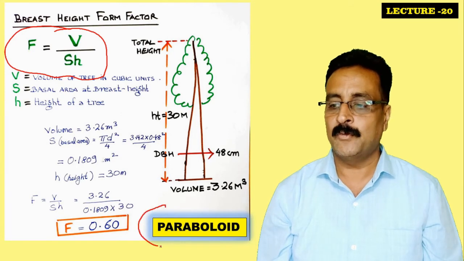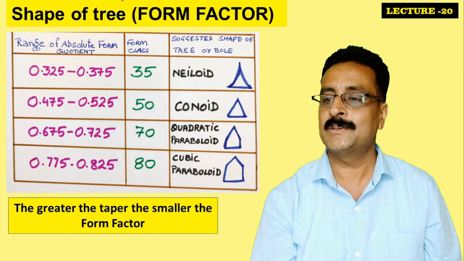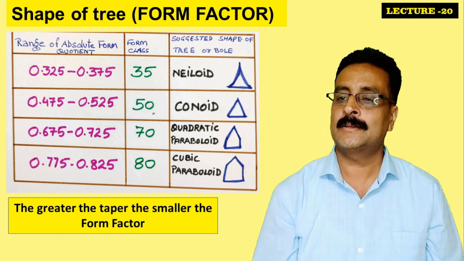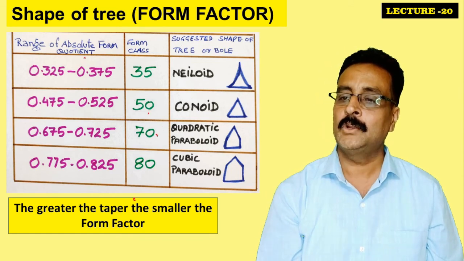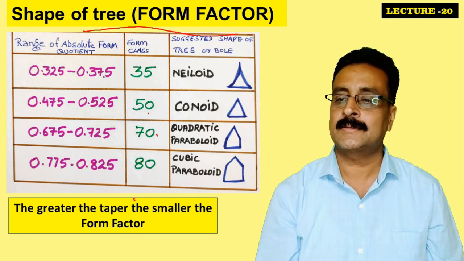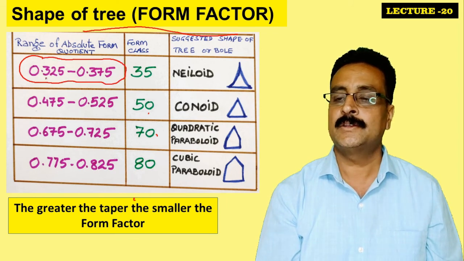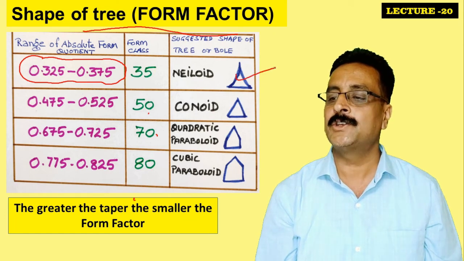So we get the shape of a paraboloid here. So this is a shape. We can say this is a form class. Let's understand about the shape of a tree, or what you call a form factor. When we talk of form class, we'll understand that each is a different range. You can see the ranges. One range is 0.325 to 0.375, where we get the neiloid shape.